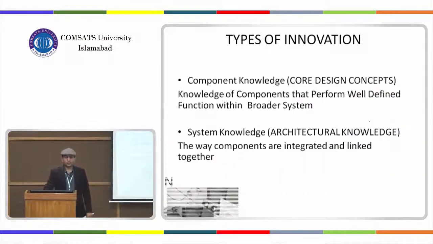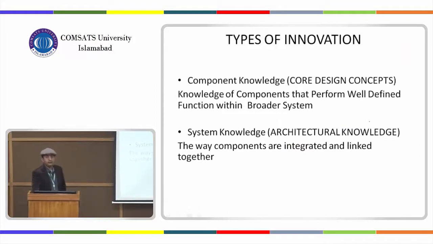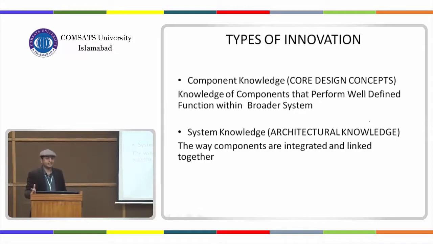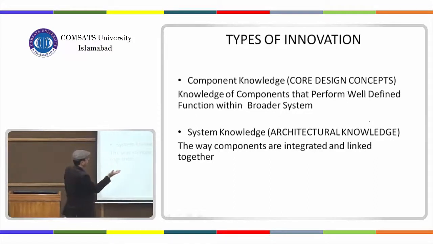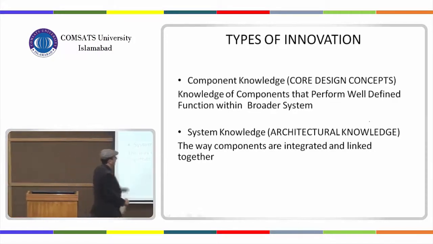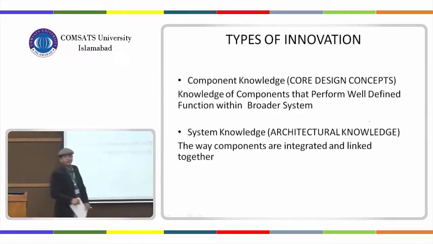So there are two kinds of knowledge that are required for understanding the types of innovation. First one being the component knowledge. That is knowledge of components that perform well-defined function within broader system. So whatever components you have identified for ball pen, you can easily tell me which components does what task. And those components are put together, they form system, and the knowledge of system, that is architectural knowledge, is how the components are integrated and linked together.